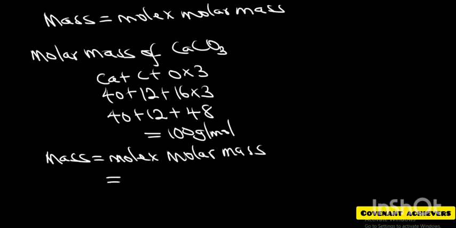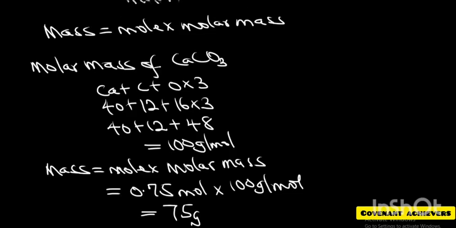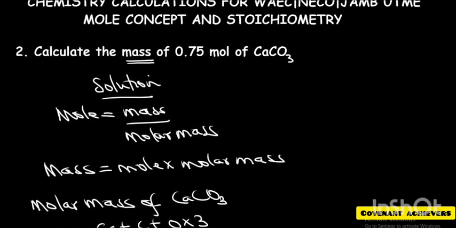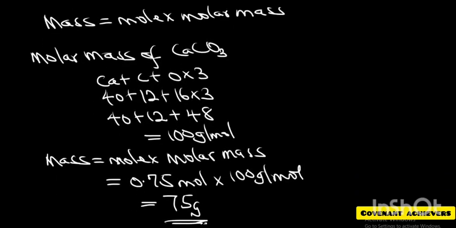And what is the mole? 0.75 mole, then times 100 gram per mole. So the final answer there, as you can see, is going to be 75 gram. That's how we calculate that mass. You can see the way it has been done also in a demystified way, step by step, on how to solve the question.